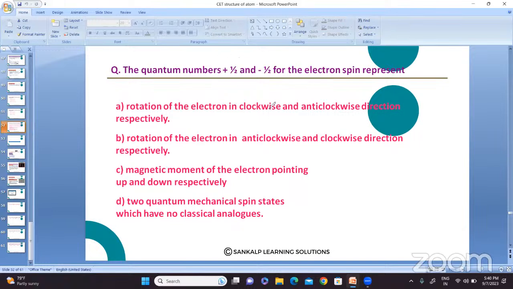It tells you about the rotation of electron in clockwise and anti-clockwise direction, or it tells you about the rotation of electron in anti-clockwise and clockwise direction. Plus half means clockwise, minus half means anti-clockwise. It tells you about magnetic movement of electron pointing up and down. And D, two quantum mechanical spin states which have no classical analogs. It tells you about the rotation of electron in clockwise and anti-clockwise. So option A will be the correct answer.